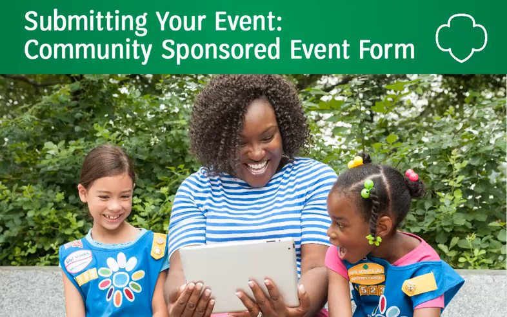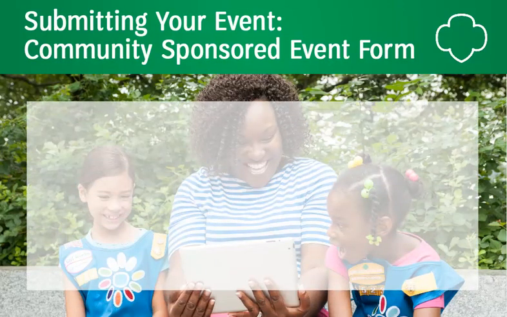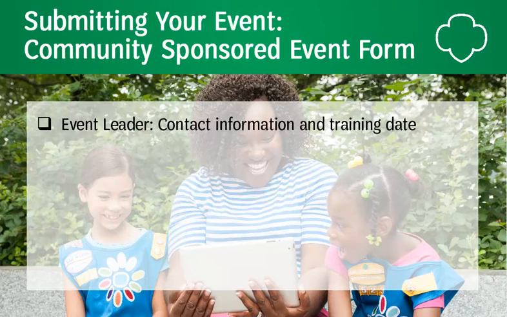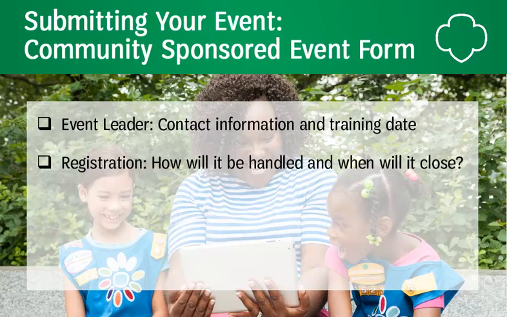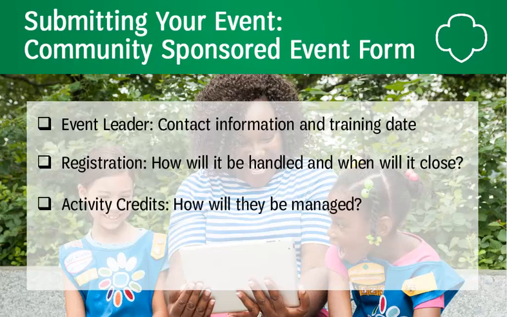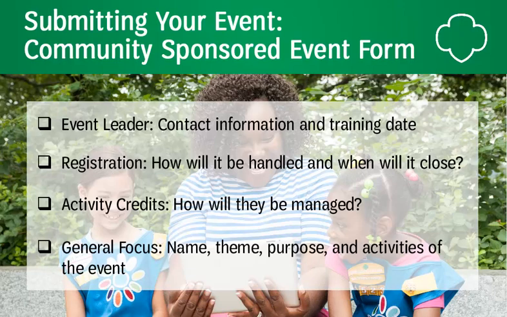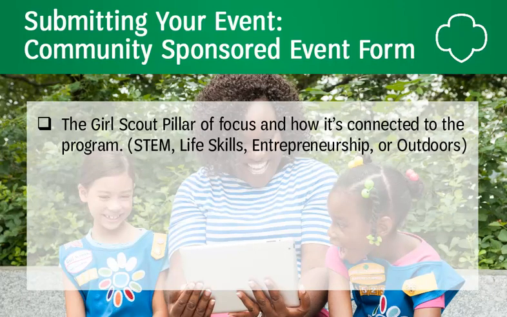When submitting your community-sponsored event form, you will need to be able to answer these questions. Who is the main contact person, and what date did they attend the council-sponsored event training? Will the council handle registrations, or will the community handle it, and when will registration close? How will activity credits be handled? What is the name, theme, purpose, and activities of the event? Which of the 4 pillars is the focus of the event? STEM, life skills, entrepreneurship, or outdoor programs? And how does the program connect to the 4 pillars?